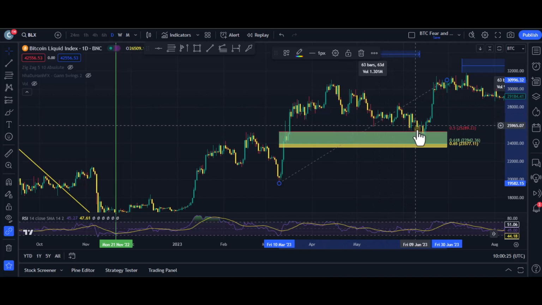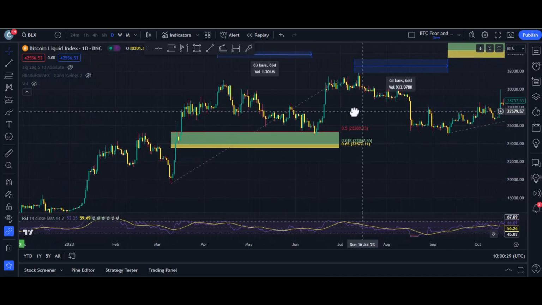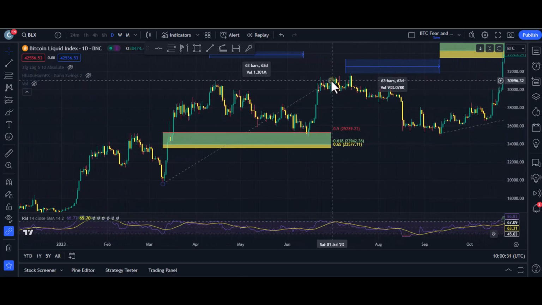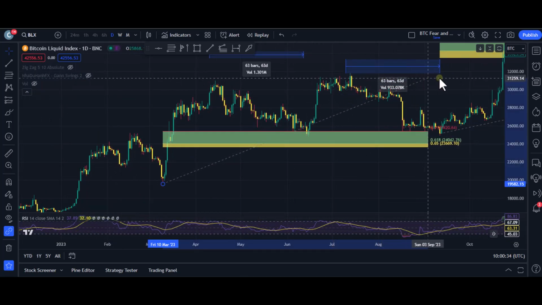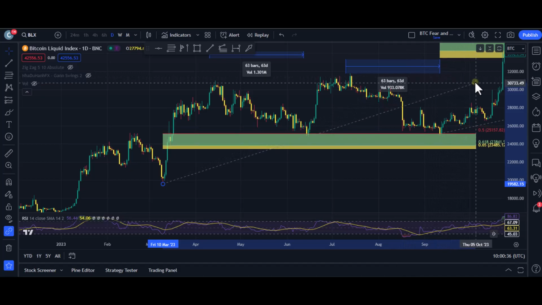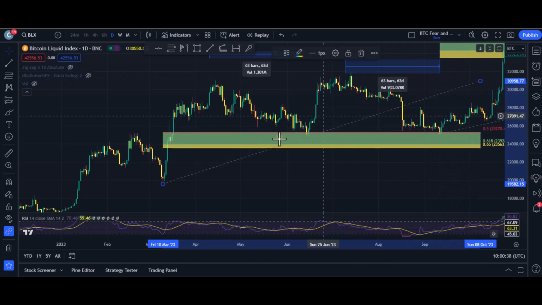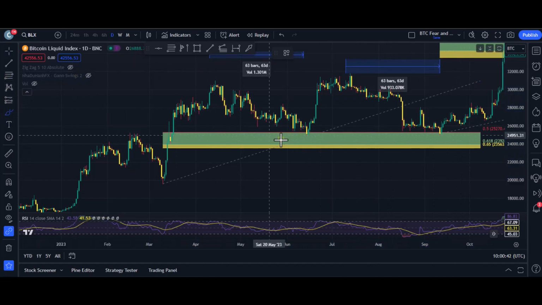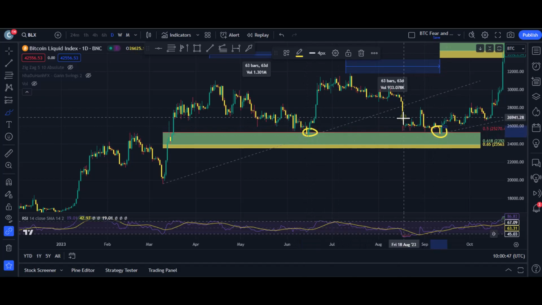Up here, 50% respected, and it comes along. It was respected for so long, that 50%. That's bullish. Double bottom here, and away we go.